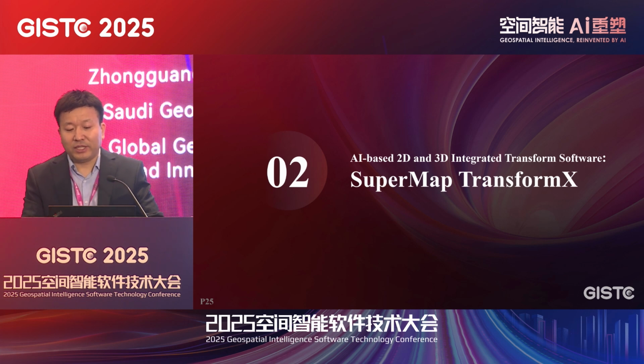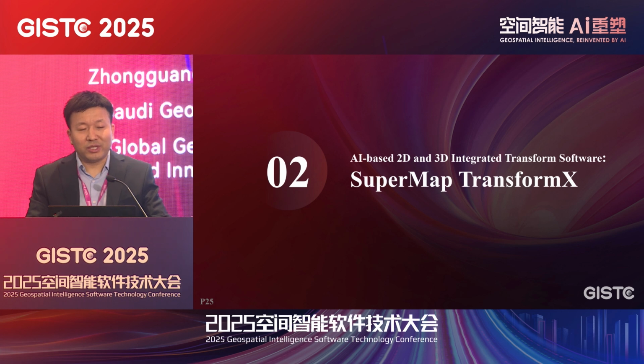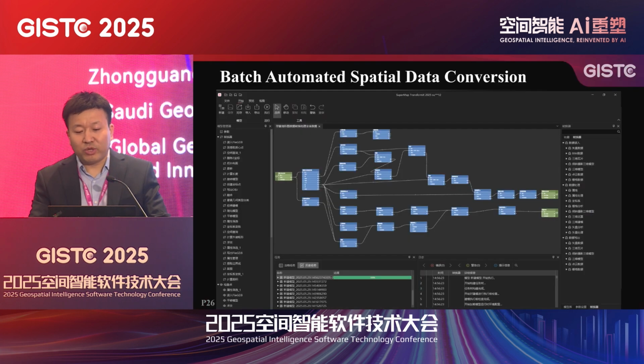Now let's dive into section 2. I will introduce another new product, SuperMap Transform. SuperMap Transform is a point-to-point data format conversion tool. It will convert spatial data in batches automatically.